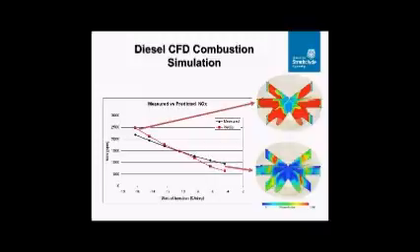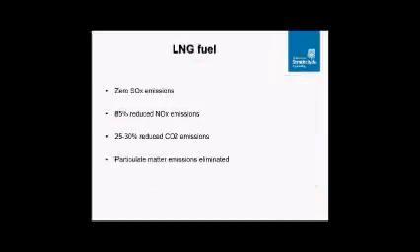We're going to continue with a case study on a dual fuel engine. LNG is a very efficient way to cut emissions. All sulfur oxide emissions are almost eliminated because gas fuel doesn't contain sulfur. And the nitrogen oxide emissions are reduced by about 85% due to the high air-to-fuel ratio.